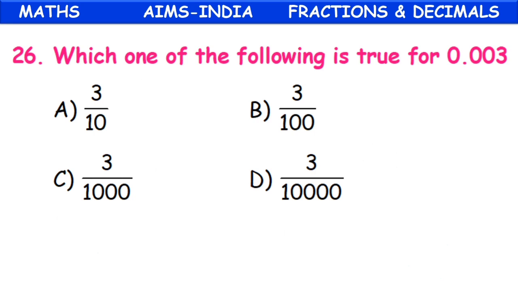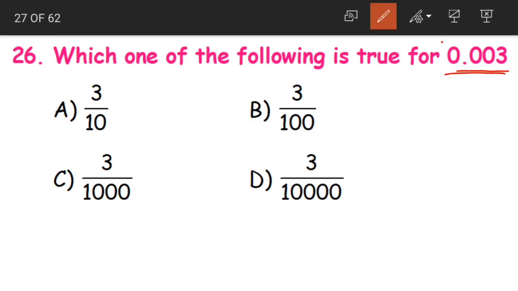Next question 26. Which one of the following is true for 0.003? Now for the given in the question, what did they give? They have given us a decimal number 0.003, and in the options we are having various fractions. That means we need to write the fractional form of the decimal number 0.003. What will be the fractional form?